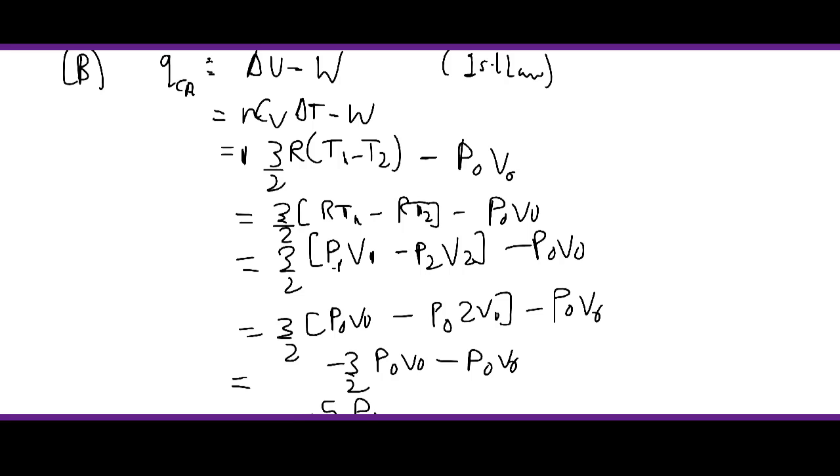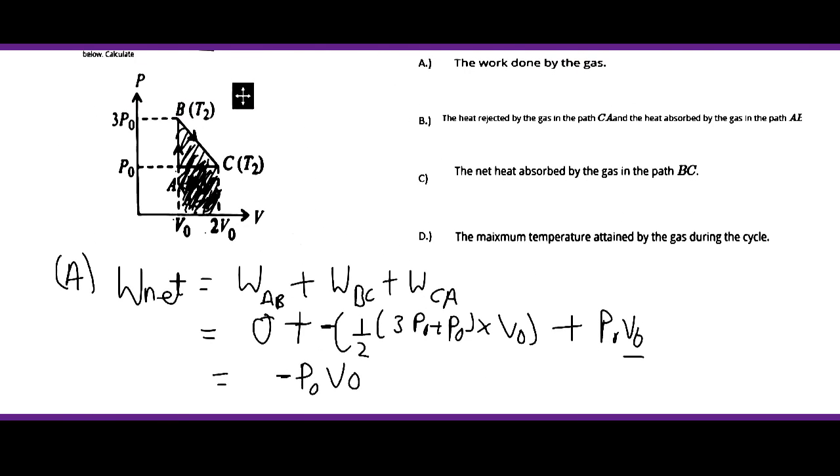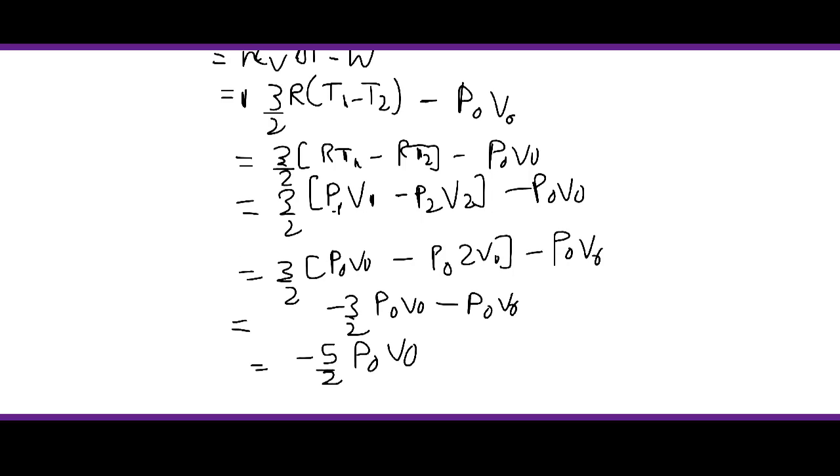So the net heat rejected by the system, that is heat given by the system, is considered as negative. So QCA is completely minus 5 by 2 P0 V0.